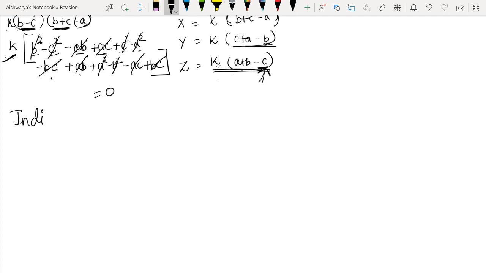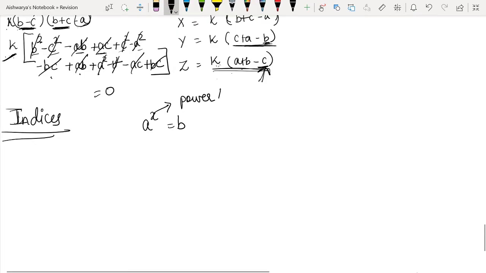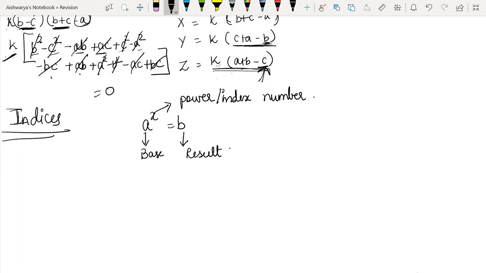Next, let us go to indices. Property of indices. In indices we have a power x is equal to b. This x is called the power, or the index number. Okay, and this a is called the base. Naturally, this b is called the result or the answer. So what are the properties of indices?